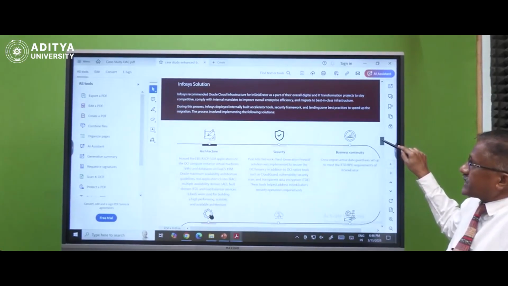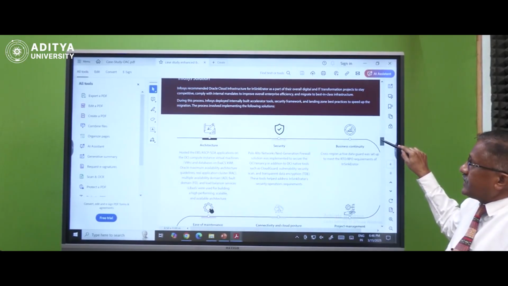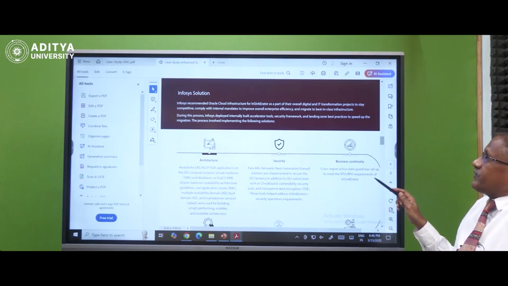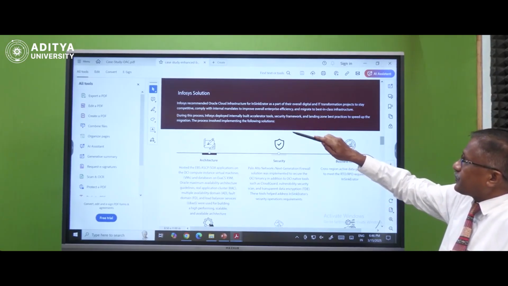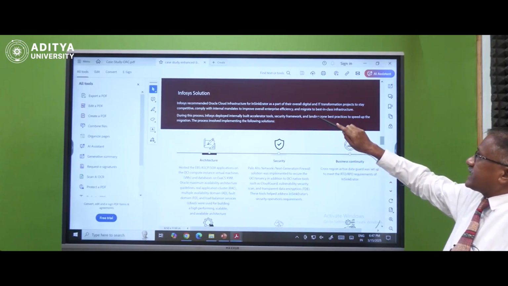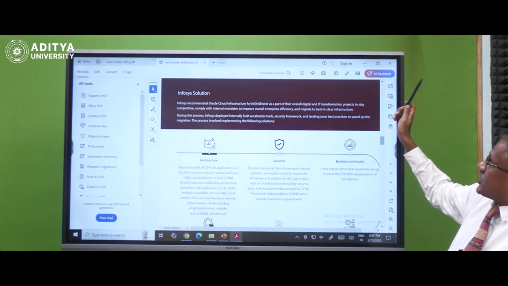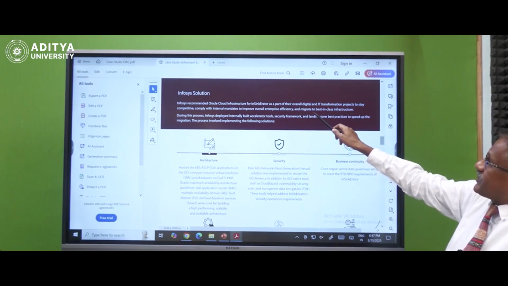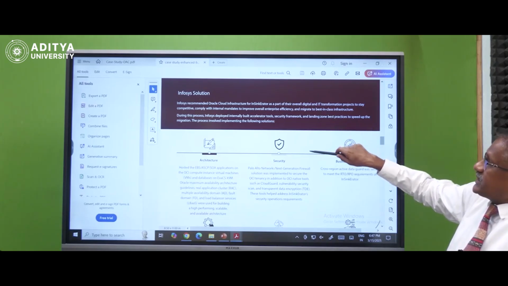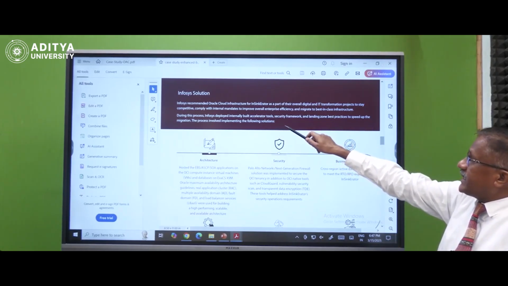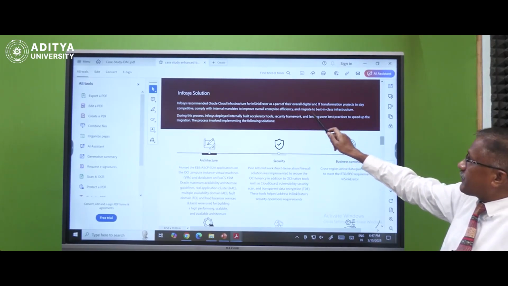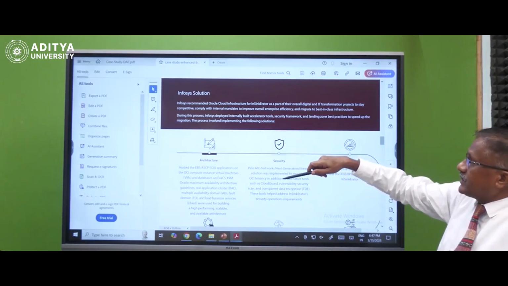Finally, the solution. Because of the sound architecture with security mechanisms and business continuity, the Infosys solution recommended Oracle Cloud Infrastructure for InSinkErator. It consists of overall digital and IT transformation projects to stay competitive, comply with internal mandates, and improve overall efficiency. During the entire process, Infosys deployed internally built accelerator tools, a security framework, and a landing zone for best practices to speed up the migration.